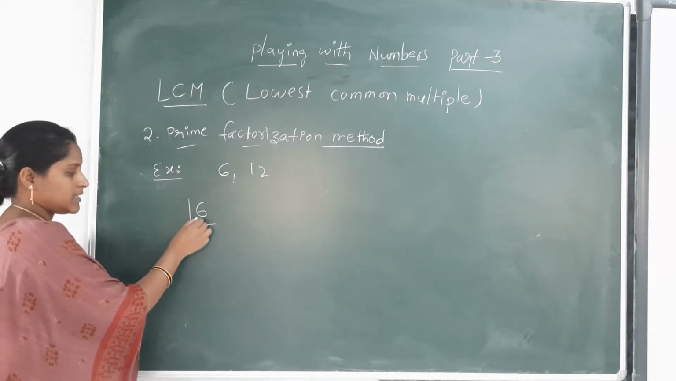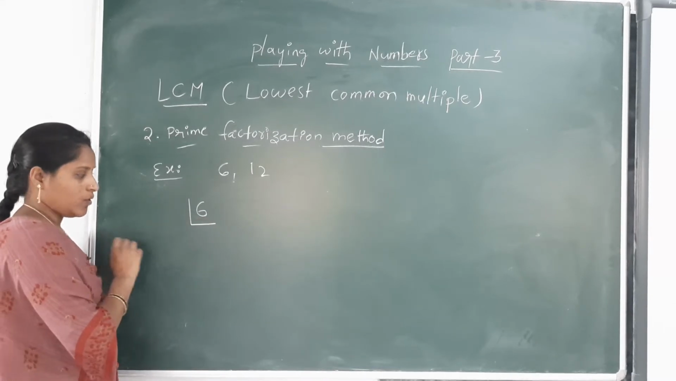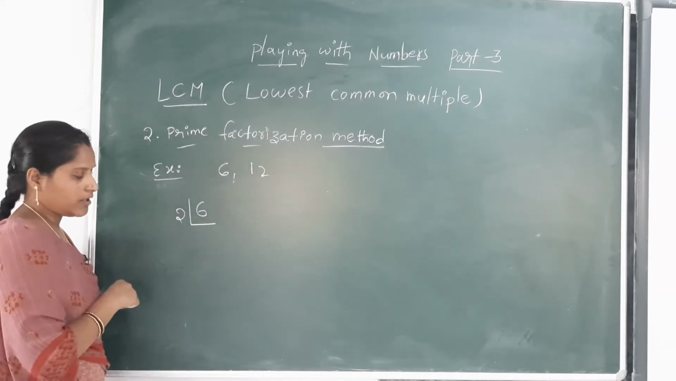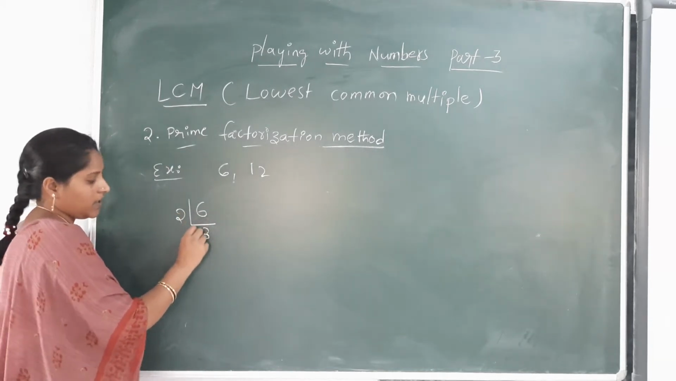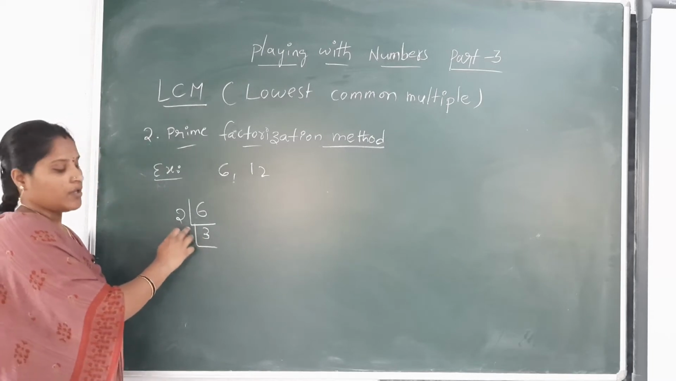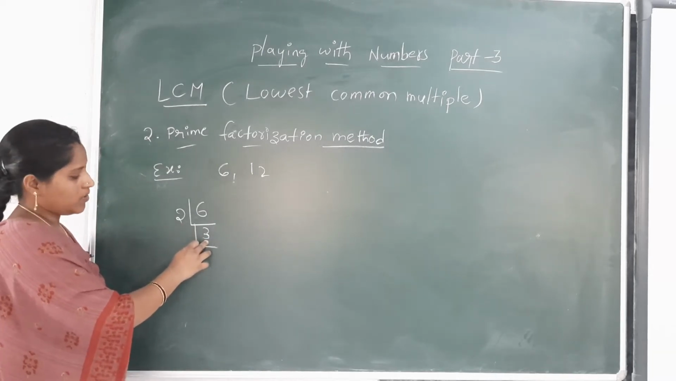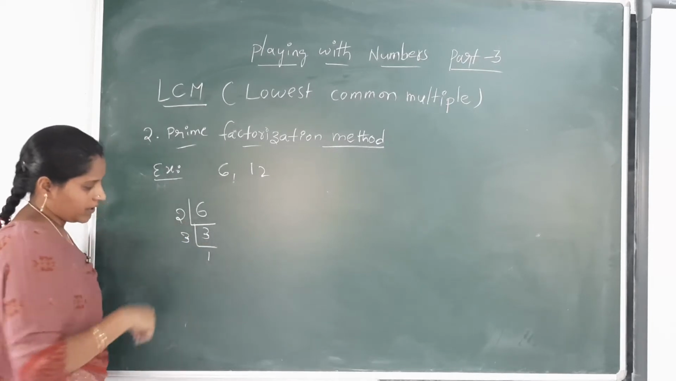Next, 6 is an even number, so it is definitely divisible by 2. So I have taken 2 here, and 2 times 3 is 6. Again, 3 is not an even number, so it is not divisible by 2. 3 itself is a prime number, so 3 divides 3 one time.